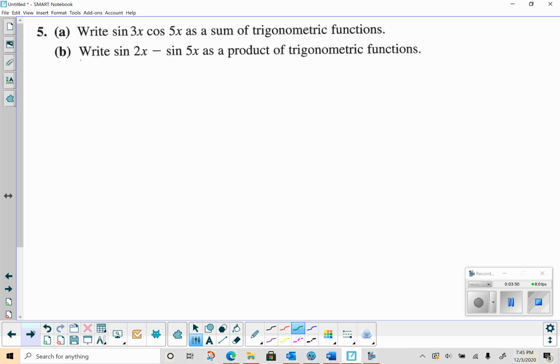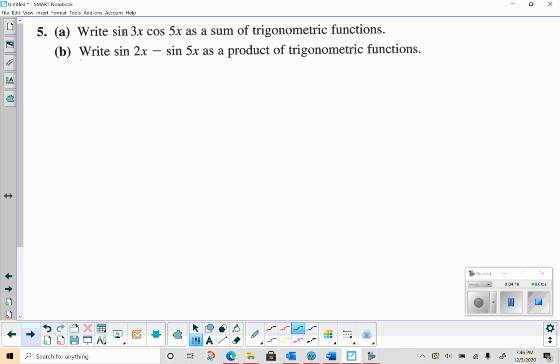All right, let's also take a look at both parts of number 5. We're asked to write sine 3x times the cosine of 5x as a sum of trigonometric functions. And then part B, write the sine of 2x minus sine of 5x as a product. All right, so we have our product to sum and our sum to product formulas there.